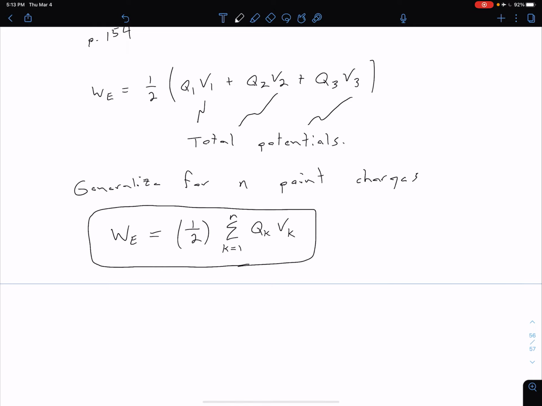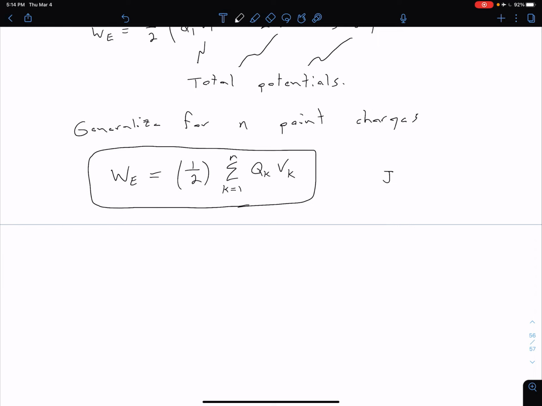This energy is going to be in units of joules. We're not going to have time to look through and practice using this equation, but if you do want to get some practice with that, you can look at example 4.14 on page 156 in the textbook.